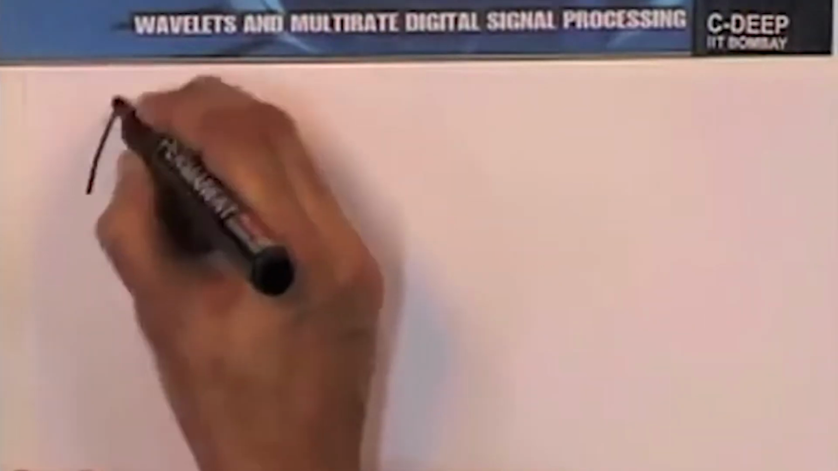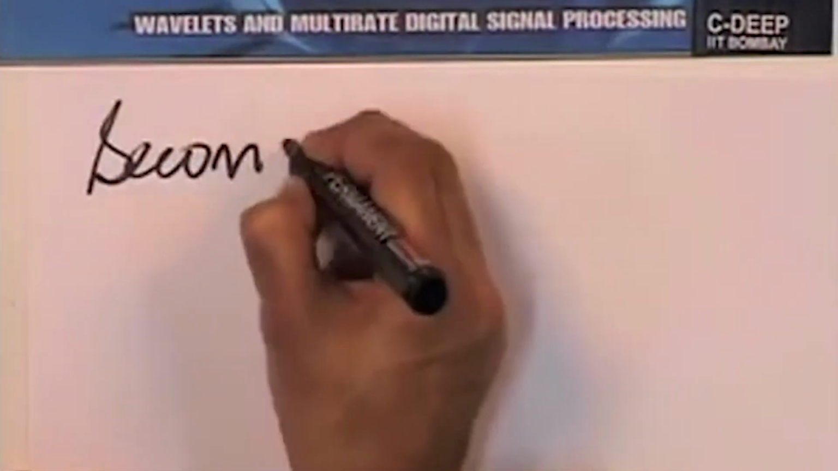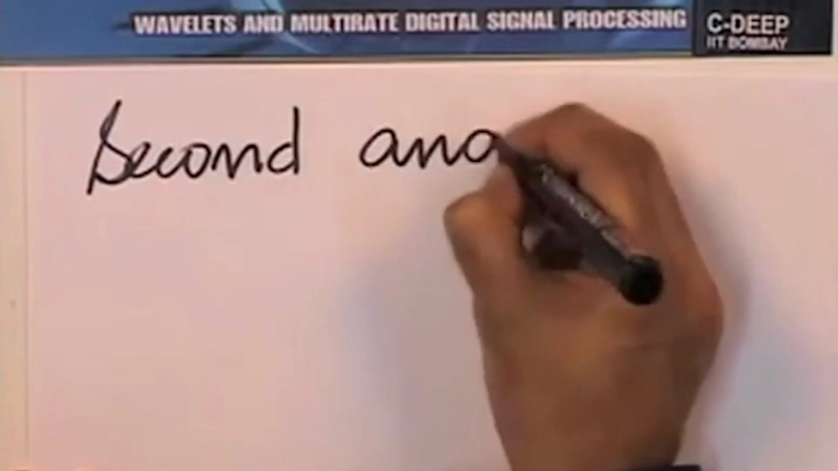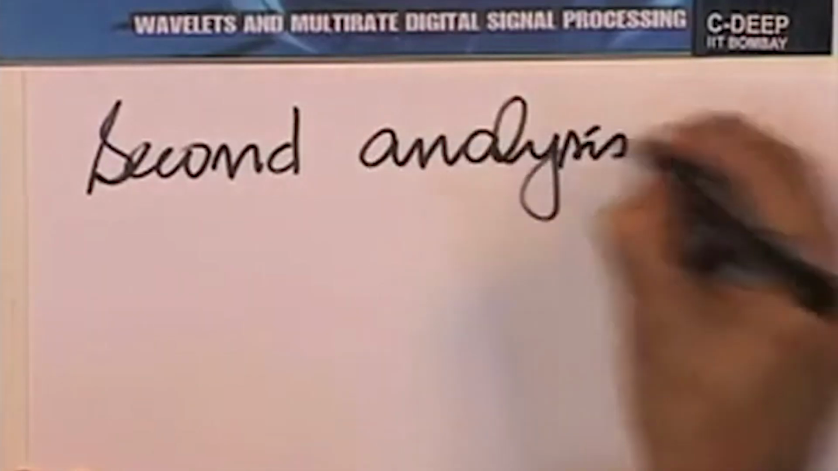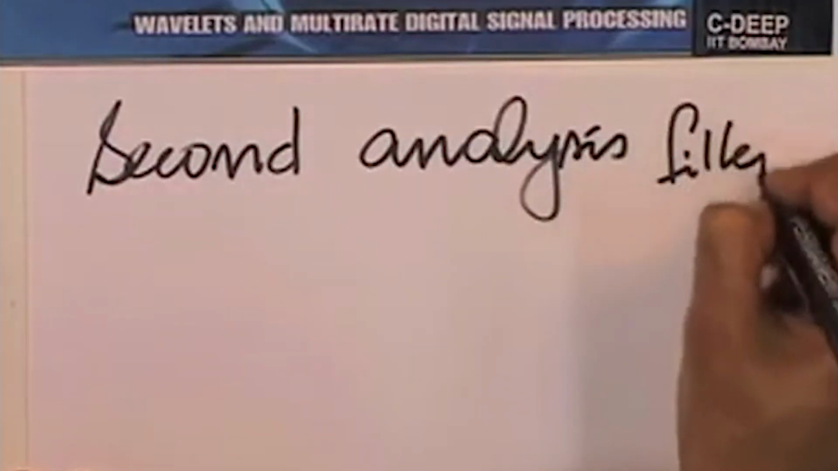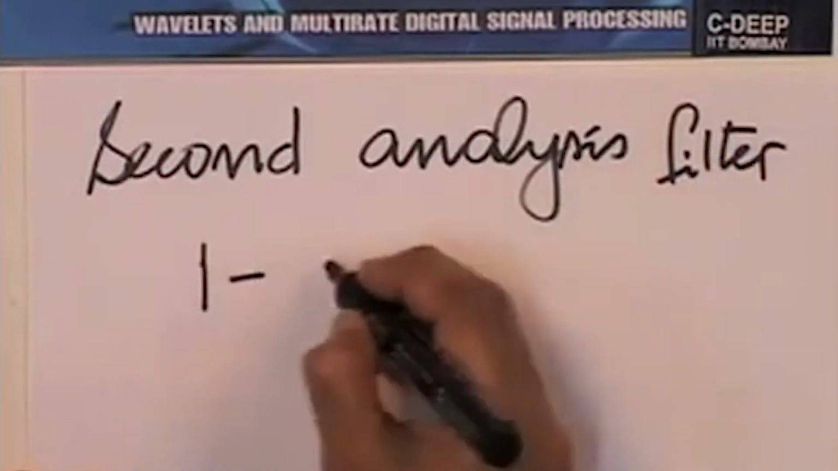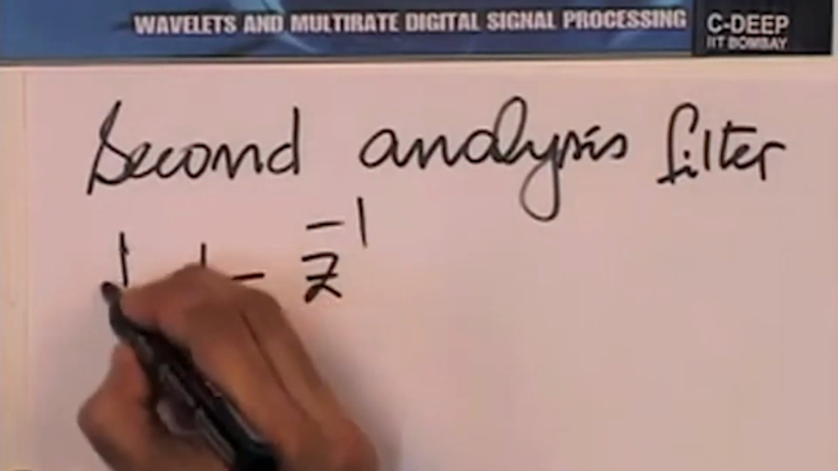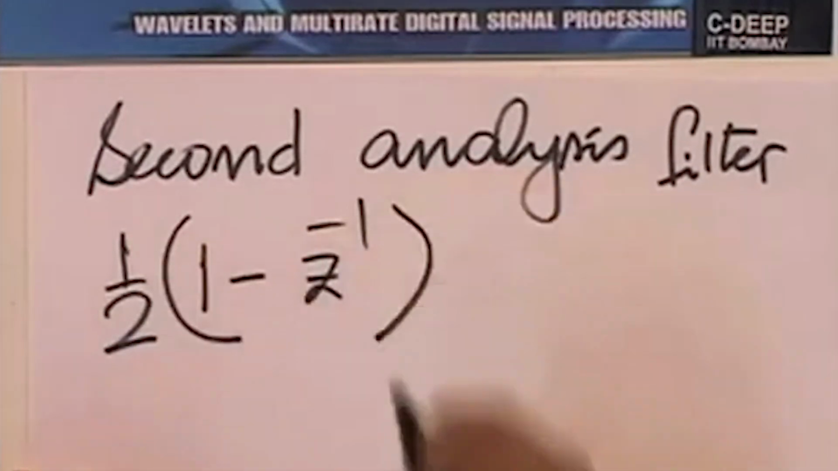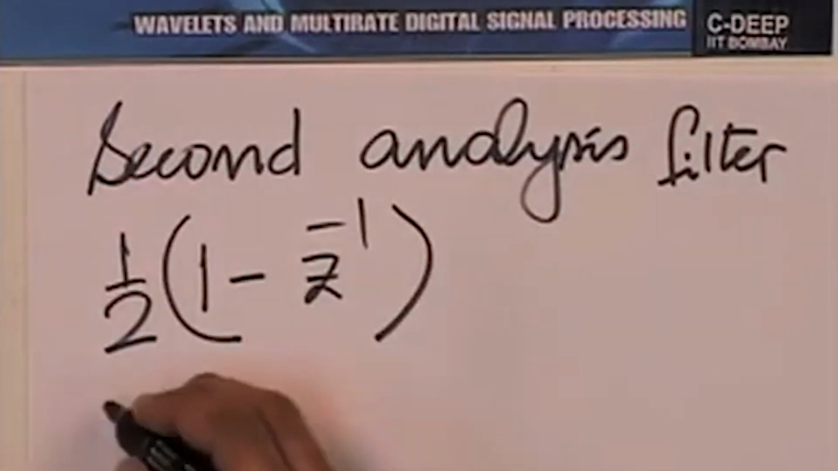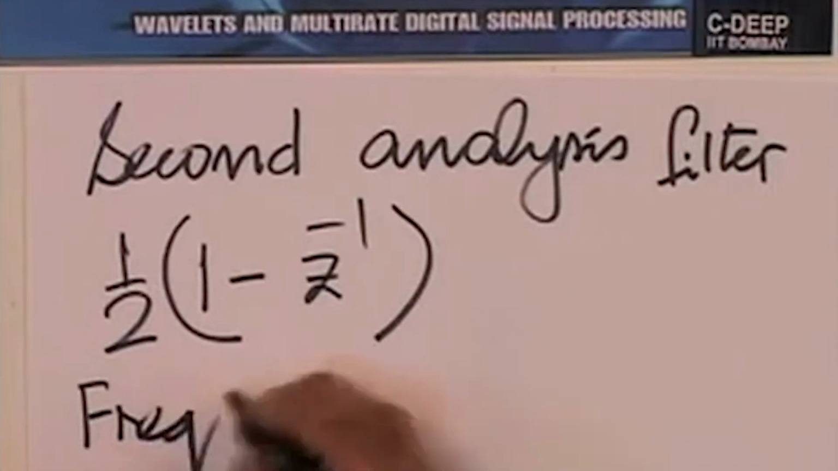Anyway, so far so good, we have linear phase, we are not doing badly. And if we look at the second filter in the Haar filter bank, we shall have something similar. So, let us look at the second analysis filter. And that is of course half into 1 minus Z inverse. Let us again find out how this filter looks in the frequency domain.